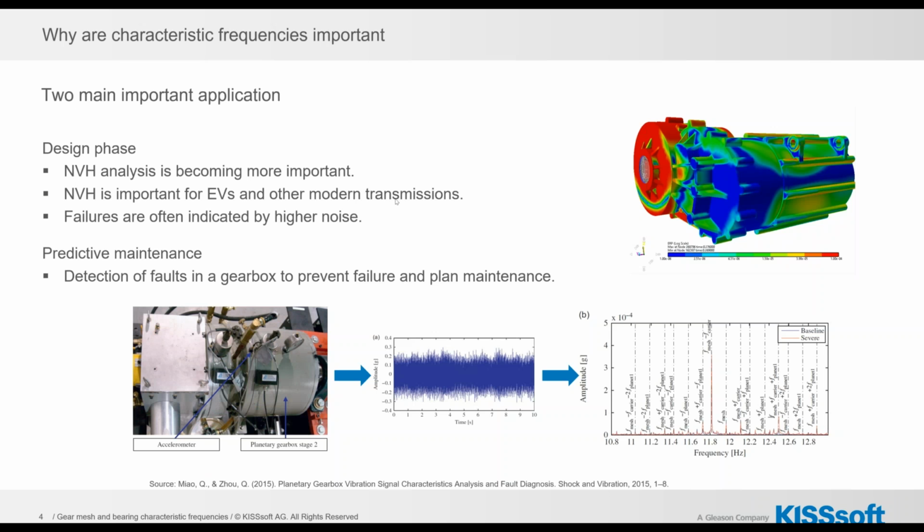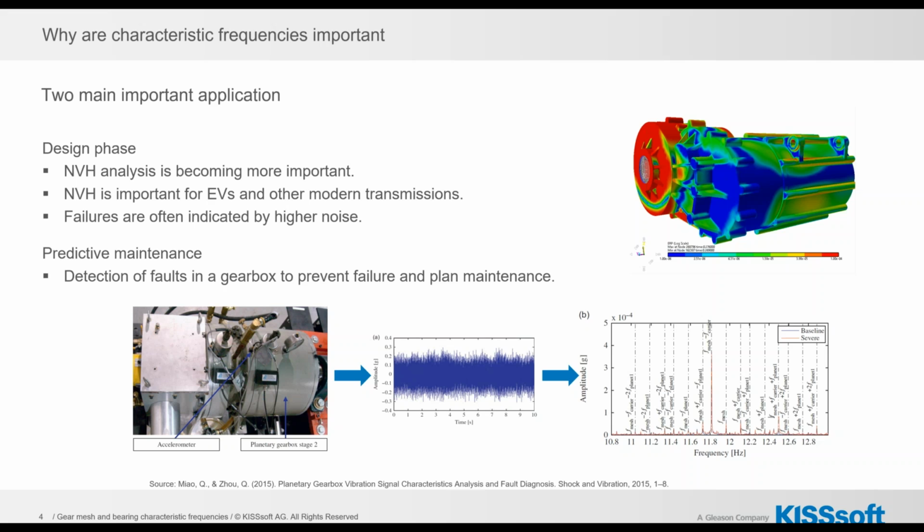I had this slide because one of the important topics where the characteristic frequencies matter is noise, vibration, and harshness analysis. In this field, the characteristic frequencies have an important role, and as we all know, noise, vibration, and harshness is important in today's EV drives, as there is no more masking sound from the combustion engine. Also, noise, vibration, and harshness is important in other modern transmissions because a lot of users connect the failure of the transmission to an increase or change in noise, vibration, or harshness.